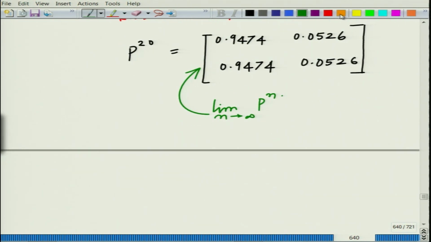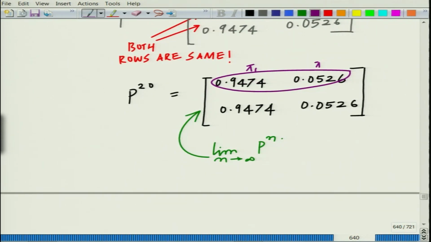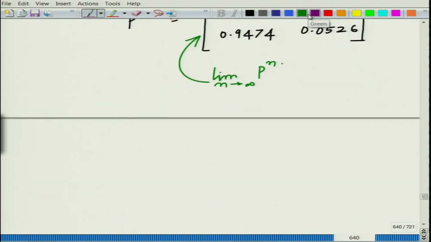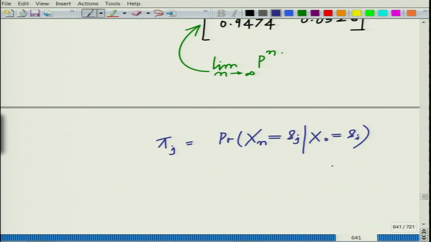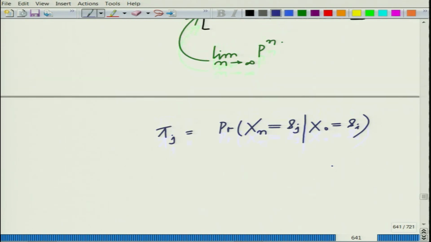And if you call this the vector pi bar, that is, you call this pi 1 and this pi 2, what you can see is that this pi j equals the probability Xn equals Sj given X0 equals Si, that is, the starting state is Si. And all the rows are the same, which implies this probability is the same for all Si, that is, irrespective of the starting state.